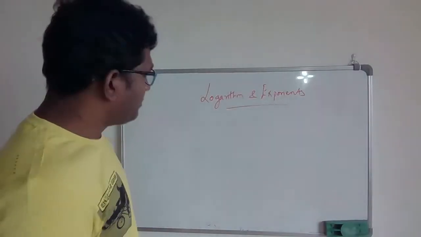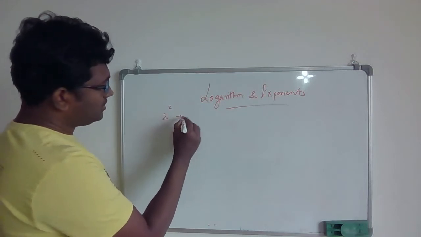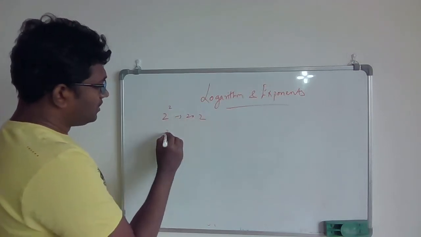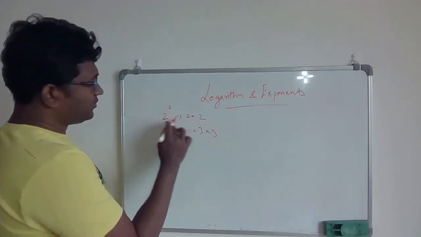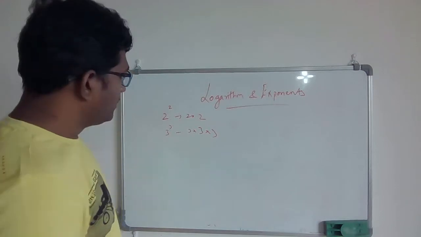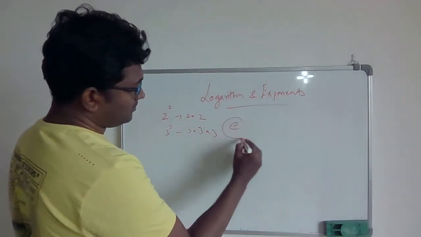Okay, we'll look at some exponents. Exponent like 2 squared is 2 into 2. 3 cubed is 3 into 3 into 3. These are different exponents and we are raising it. Similarly, there is one exponent called e, which is very special.